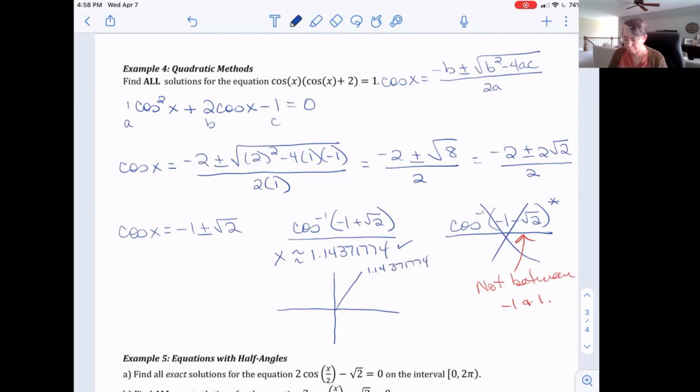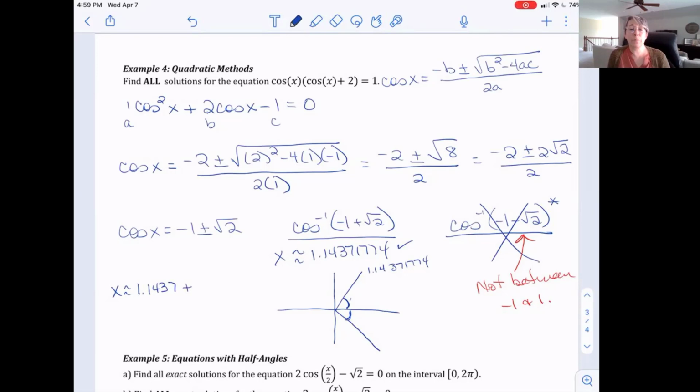Up there somewhere. Where else is our cosine positive? Down in this quadrant here. So this angle here and this angle here are both that value. So we know that x is one of those values. And again, we can round it to 4 decimal places, 1.1437.